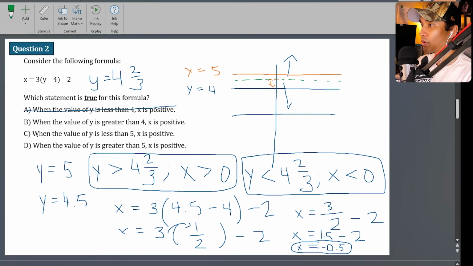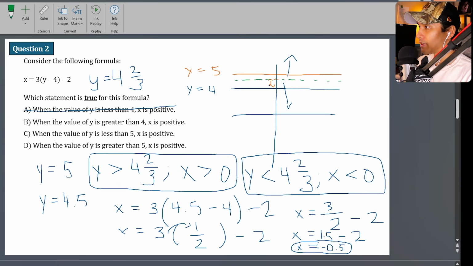Okay, so this is where you have to be careful. Remember this right here. Here's the cutoff in green. Here's 4 and here's 5. In the cutoff, you have negative values below 4 2/3. And then above 4 2/3, you have positive numbers.